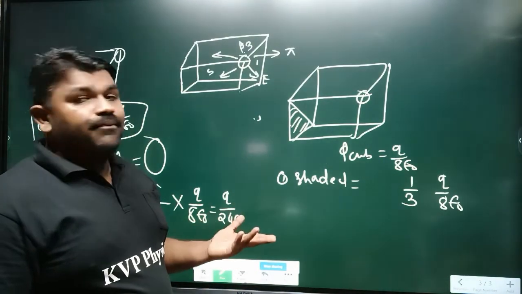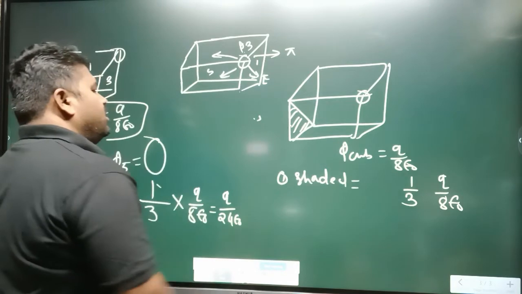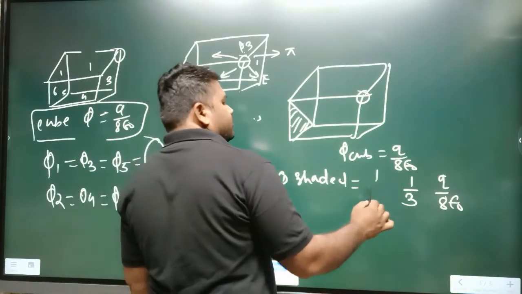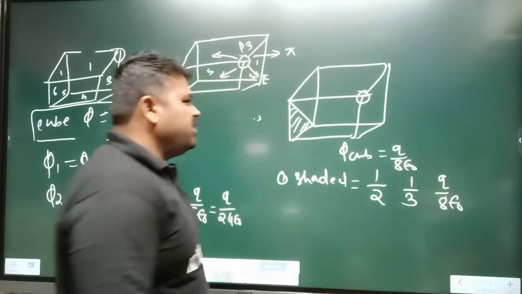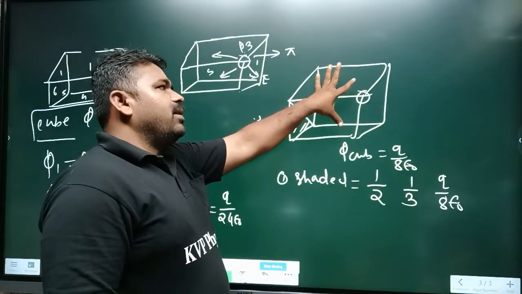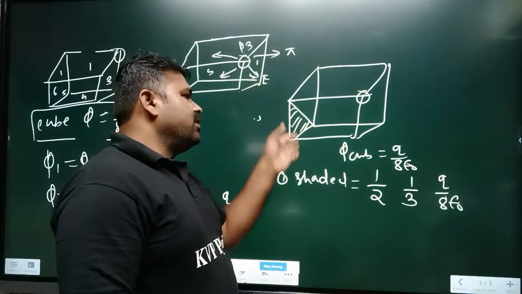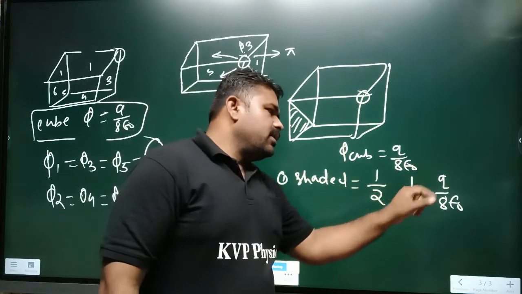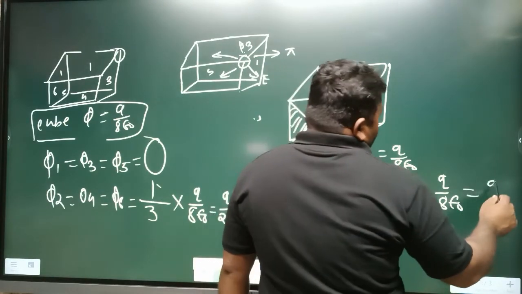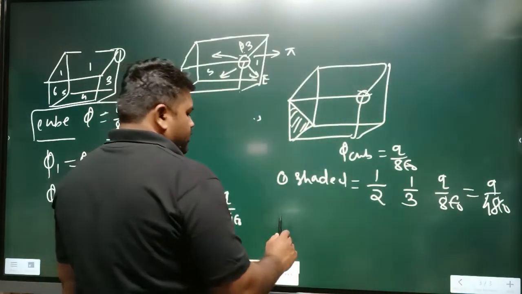Out of 1, here, the shaded part is 1 by 2. Yes or no? This shaded region is 1 by 2 of 1 surface. Total Q by 8 epsilon naught, only 3 surfaces passing, so we multiply by 1 by 3. Out of this one, again we take only 1 by 2 part. It is 1 by 2 into 1 by 3 into Q by 8 epsilon naught, which is equal to Q by 48 epsilon naught. Next.